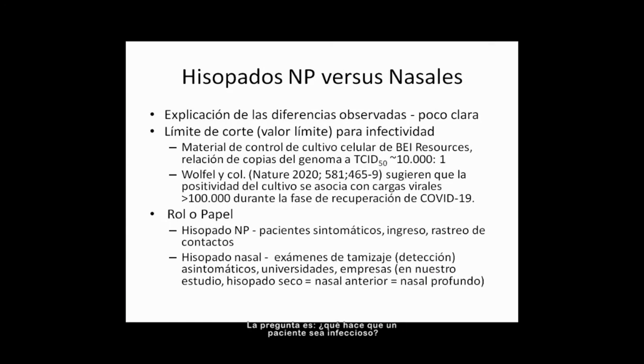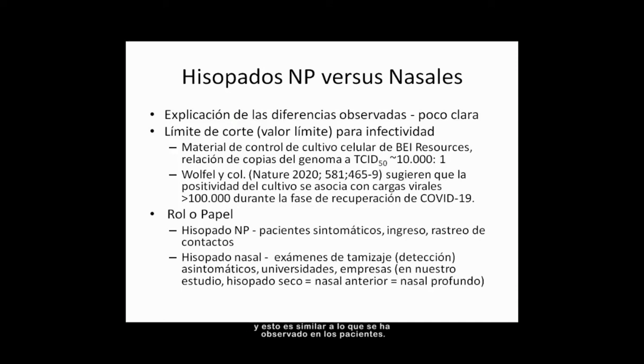One question is, what makes a patient infectious? And I think that's what we're still trying to understand. If you look in tissue culture and take, for example, the BEI Resources cell culture control material that many of us have been using, the ratio of genome copies to the tissue culture infective dose, or 50% infective dose, is about 10,000 to 1. So you have to have a lot of genome copies to get a single infected tissue culture cell.